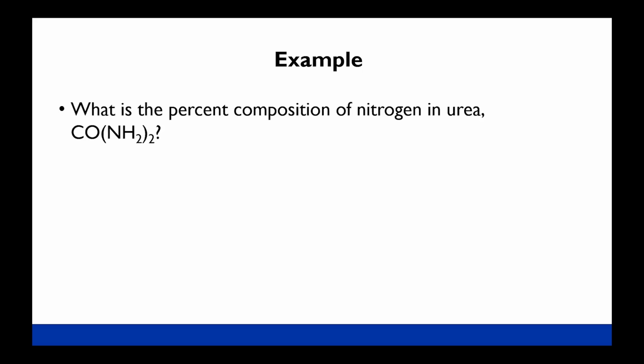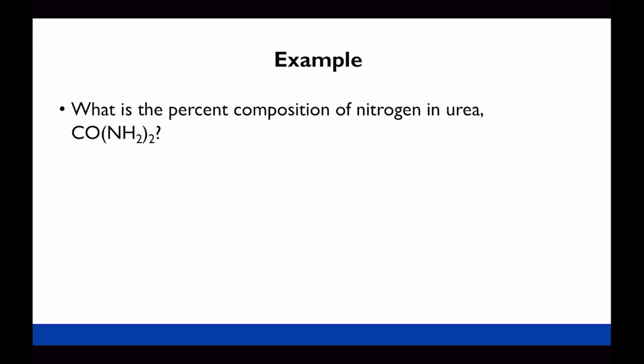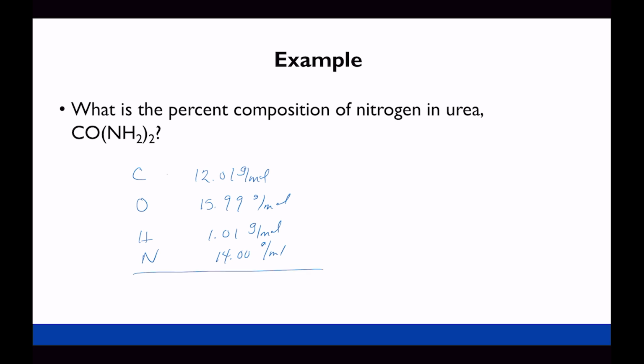CON2H4. We first have to find the molecular weight of urea. We know carbon's molecular weight is 12.01, oxygen's is 15.99, hydrogen's is around 1.01, and nitrogen's is around 14. We need to add all of these together with respect to their stoichiometric amounts. 12.01 plus 16.00 plus 1.01 times 4 plus 14.01 times 2 is 60.06.